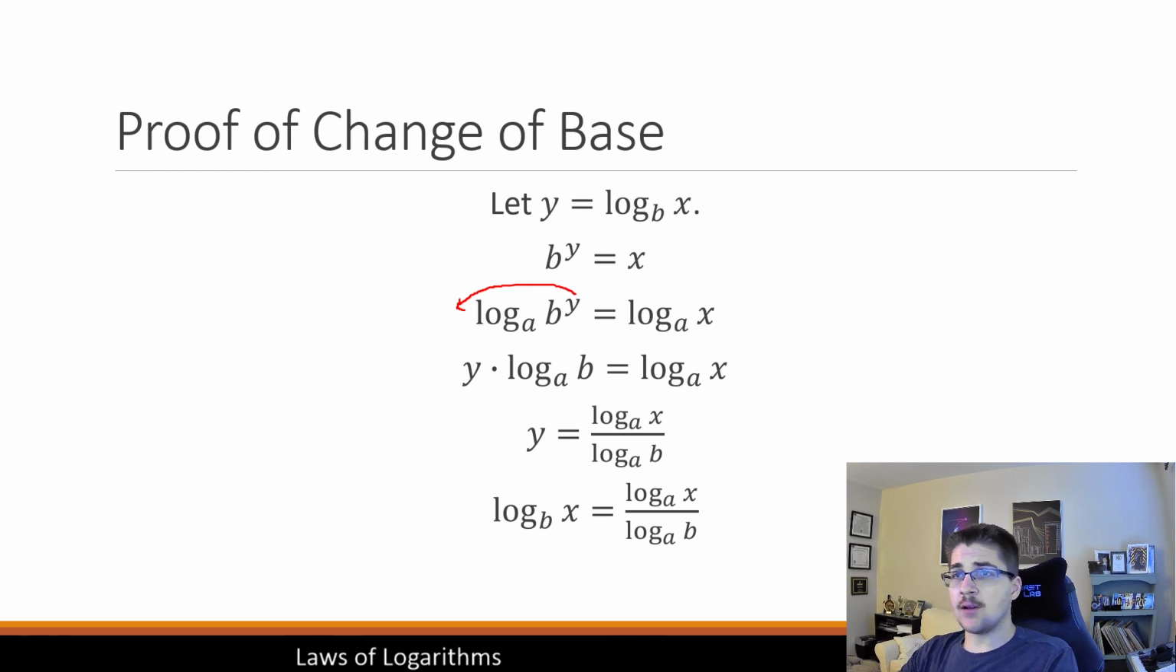And why does that help? Well, now I could solve for y, because originally that's what log base b of x is, what I started with on the left-hand side of the change of base formula. And if I divide through by log base a of b, what we get is y is equal to log base a of x divided by log base a of b, and that is exactly the change of base formula. And again, that's because y is log base b of x. So just by using log law number 3, we can see why the change of base formula makes sense.